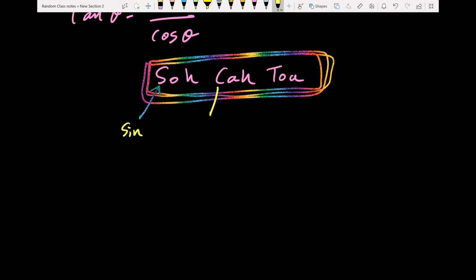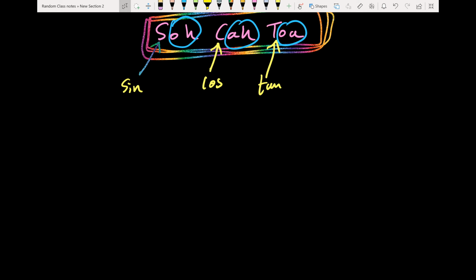All right. This S means sine, this C means cosine, and this T means tangent. Now we're going to look at what these TOA parts mean. So, I'm going to make a right triangle right now.